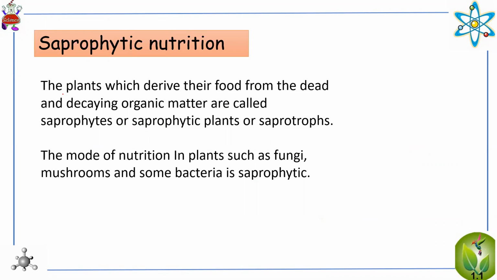In this nutrition, the plants which derive, meaning obtain, their food from dead and decaying organic matter are known as saprophytes, saprophytic plants, or saprotrophs. So they feed on dead and decaying matter, the major plants that are dead.